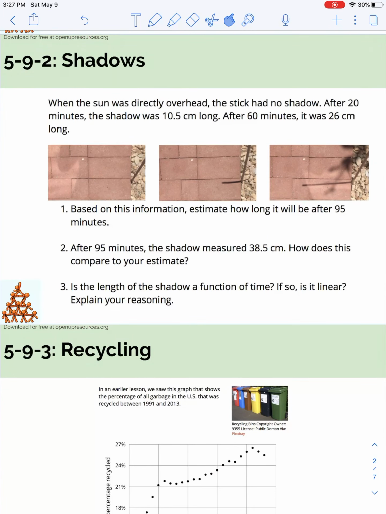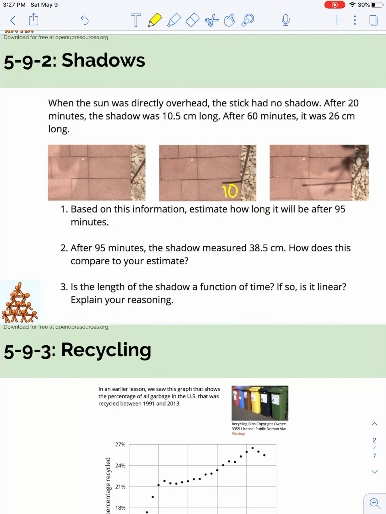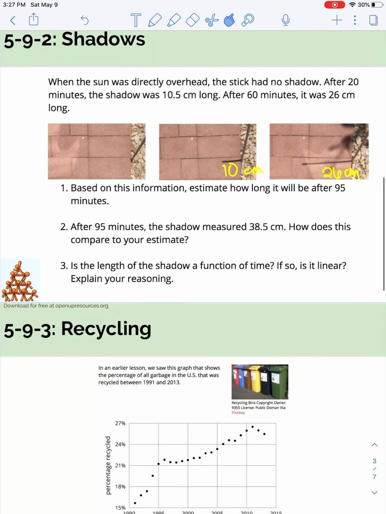Okay, activity 2, shadows. The sun was directly overhead and the stick had no shadow. After 20 minutes, the shadow was 10.5 centimeters. After 60 minutes, it was 26 centimeters. So we're talking about this being 10 and this being 26 centimeters. The shadow, not the height of the pole. Based on this information, estimate how long it will be after 95 minutes.